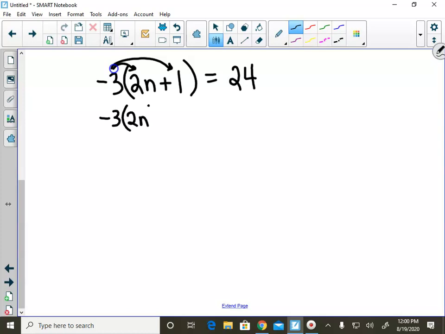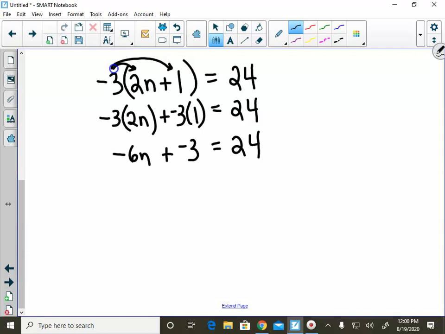But it's saying that negative 3 times 2n plus negative 3 times 1 is equal to 24. And negative 3 times 2n is going to give me negative 6n. Negative 3 times 1 is going to give me negative 3. And that's going to equal 24.